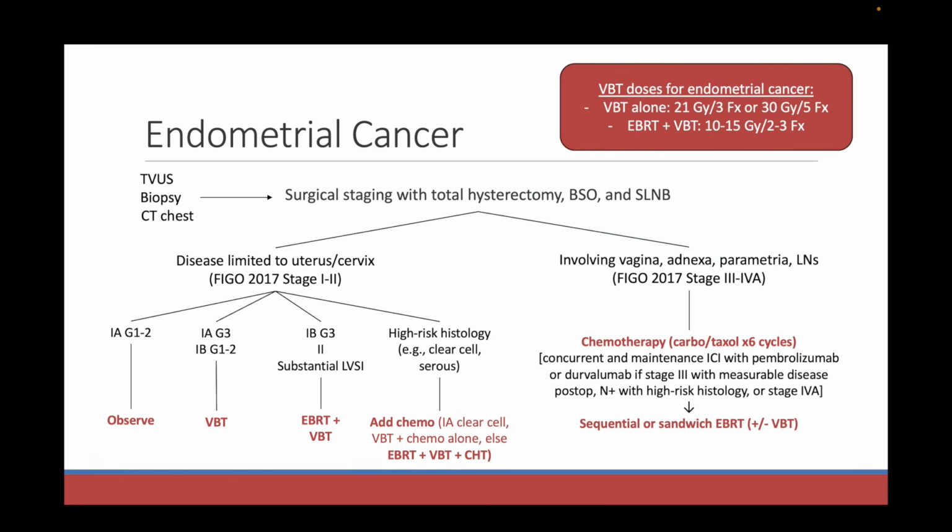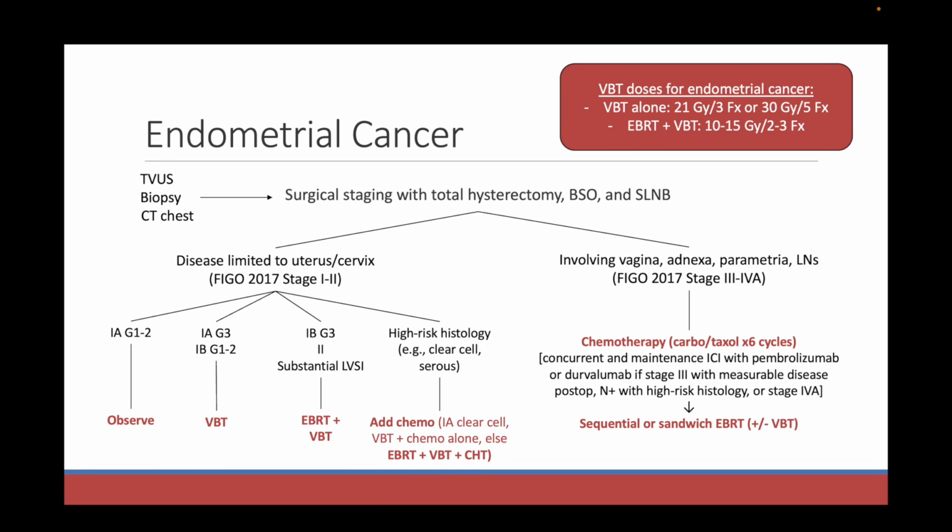So as we know, most patients with endometrial cancer undergo upfront surgical staging with a total hysterectomy, BSO, and sentinel lymph node biopsy. They're typically going to present with abnormal bleeding, often postmenopausal bleeding that prompts a transvaginal ultrasound that reveals a thickened endometrial stripe, so anything greater than 4 millimeters in thickness is thickened. That prompts a biopsy, and then we get a CT of the chest to make sure they don't have any metastatic disease. And then they go for surgical staging with total hysterectomy, BSO, and sentinel lymph node biopsy.